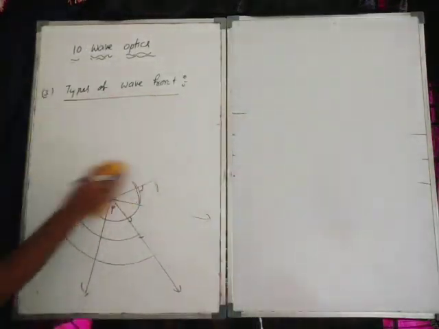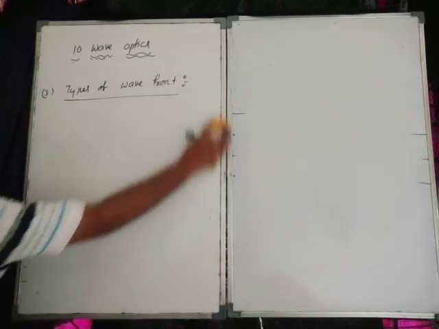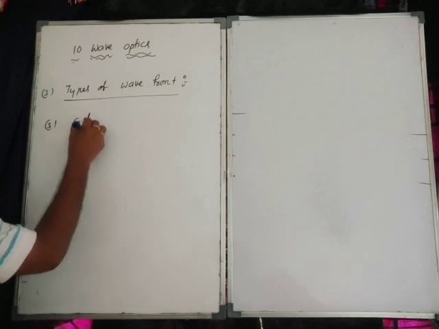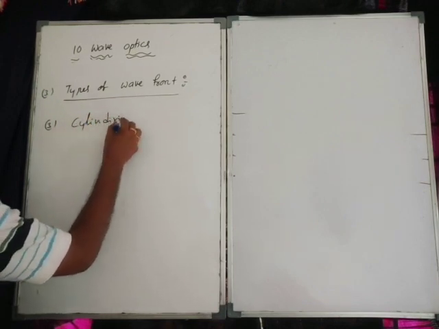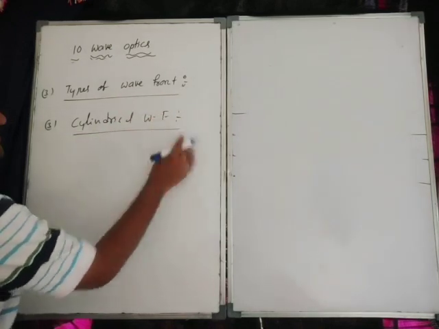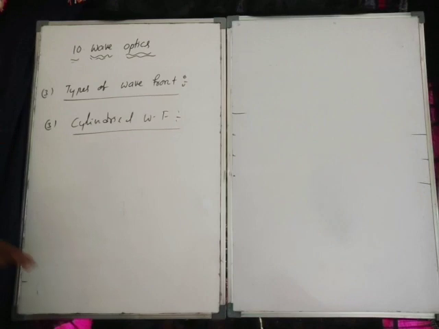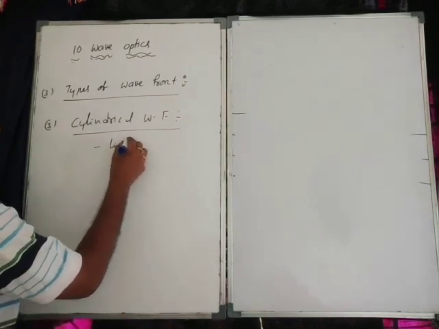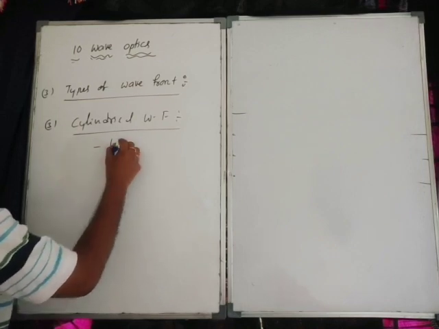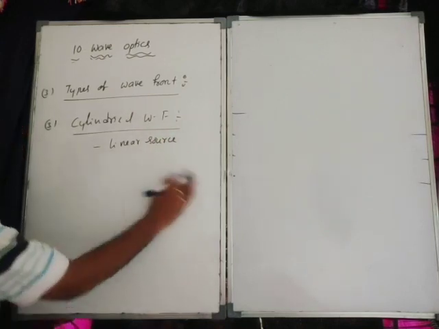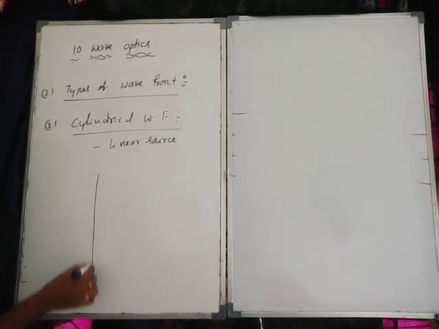The third one is the cylindrical wavefront. A cylindrical wavefront is nothing but here we will consider a linear source, or line source. So we will consider a line source.